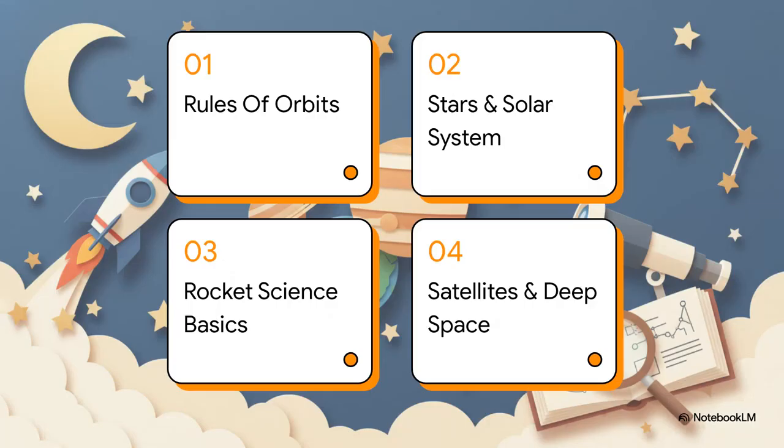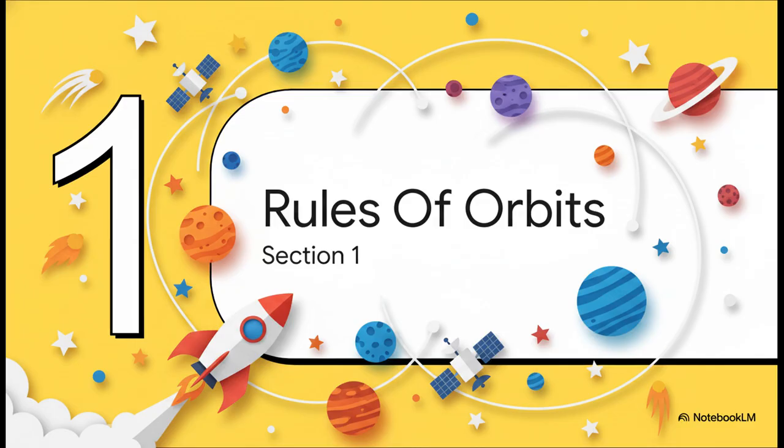Okay, here's the mission syllabus. We've got 4 main targets today. First, the rules of orbits. Second, stars and solar system. Third, real rocket science basics. And finally, satellites and deep space. Let's get right into it. Initiating Stage 1, Section 1, the rules of orbits.